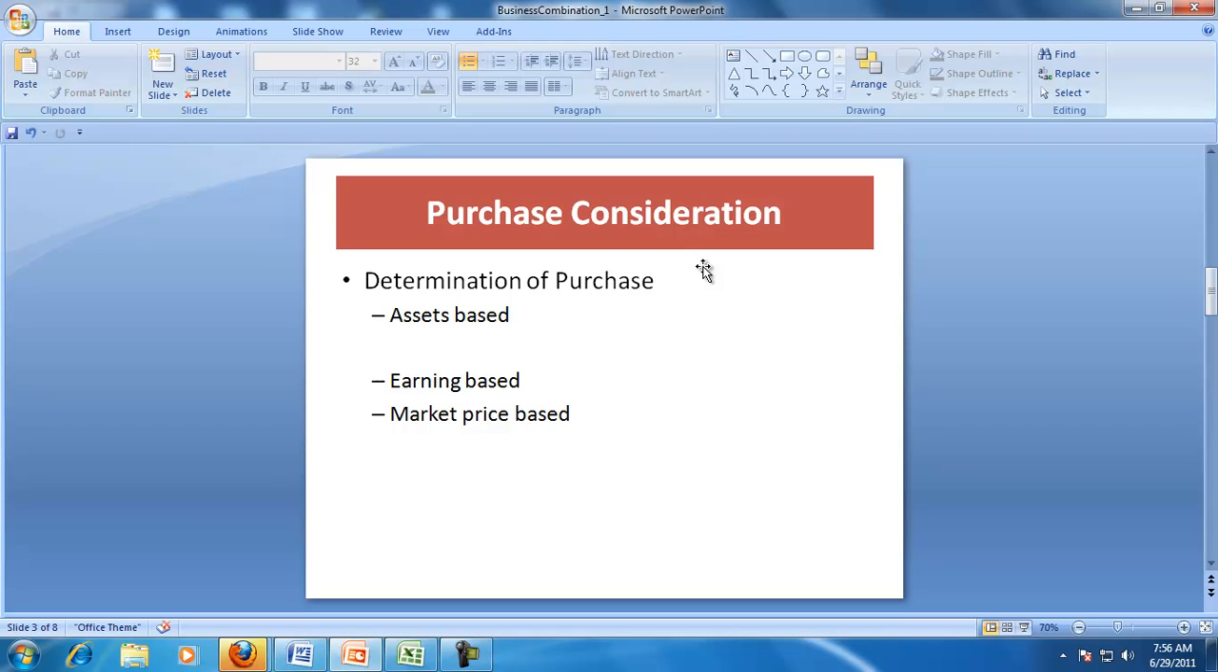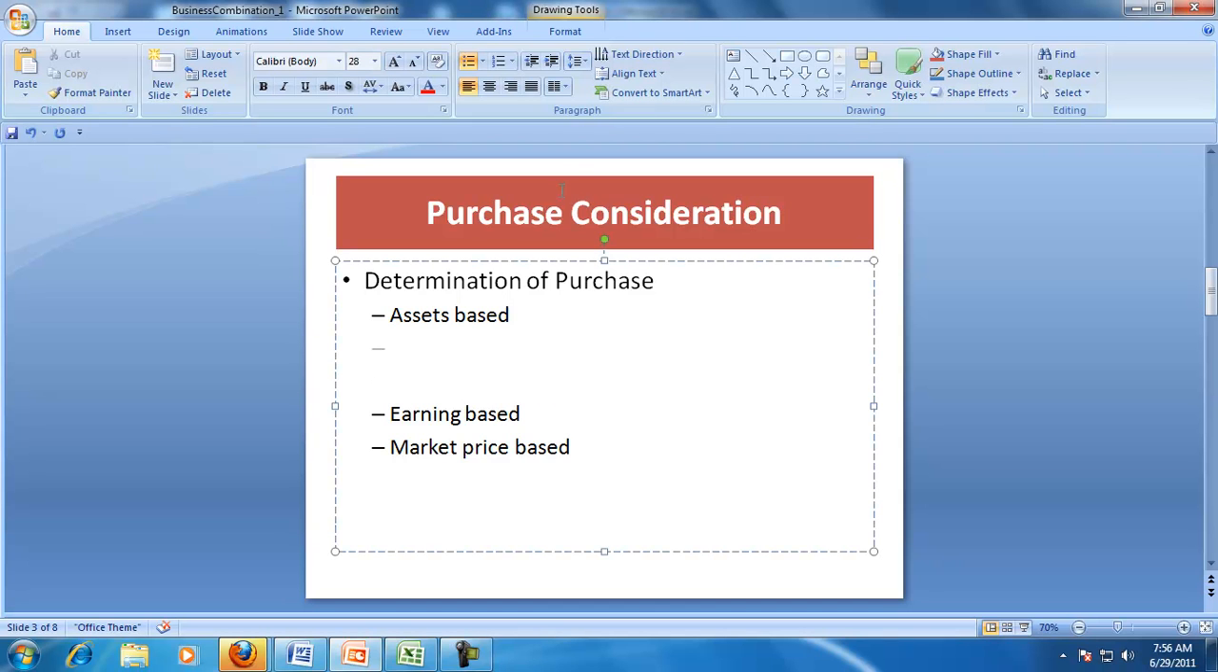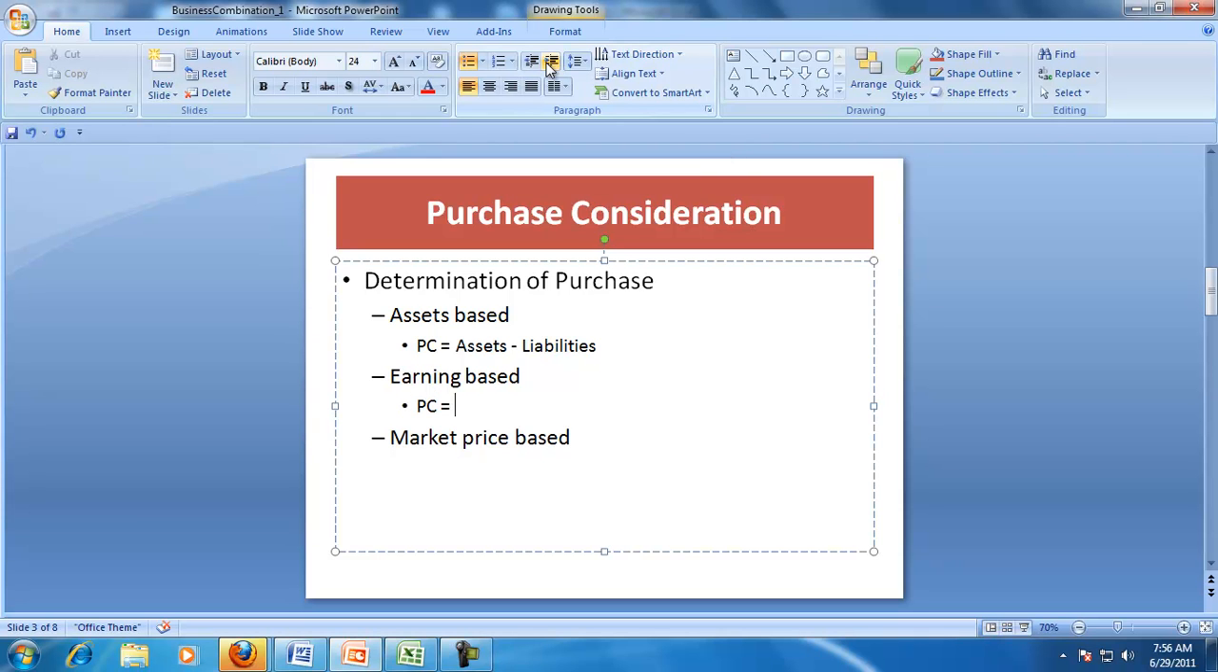One of the important issues which these accounting standards talk about is the purchase consideration, the amount payable by the buyer to the seller, which can be determined on the basis of assets. Assets minus the liabilities taken over is the purchase consideration on asset base. Or you can determine it on the basis of earning, where purchase consideration can be the present value of the free cash flows, or on the basis of the market price. So purchase consideration is equal to shares acquired into the market price of the shares.